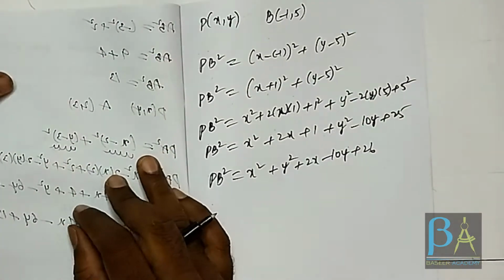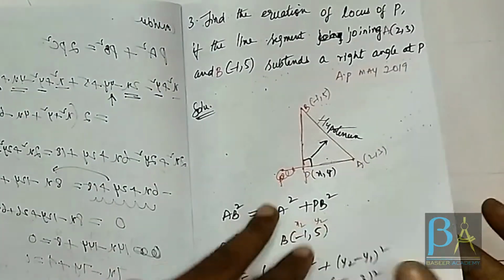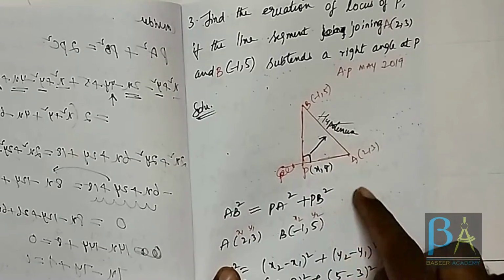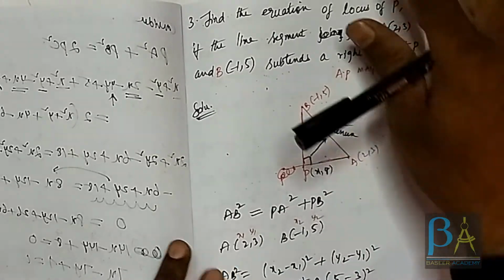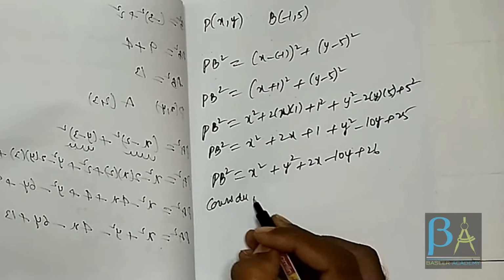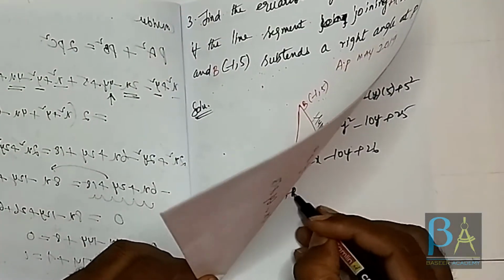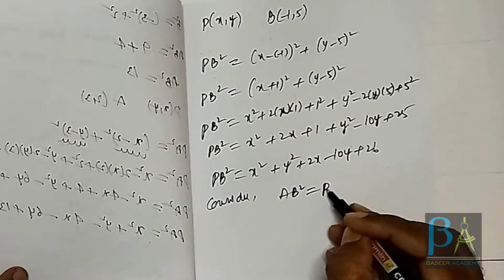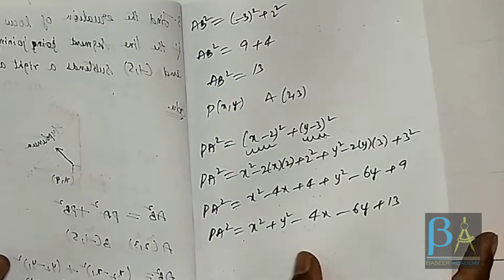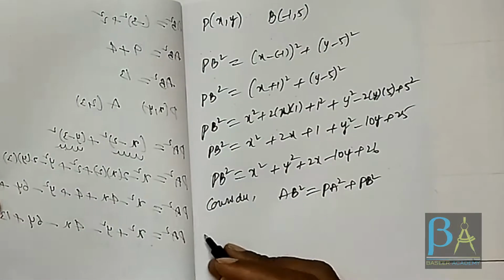Now that we found all three values, PA square, AB square, and PB square, let us substitute them in this condition here. So let us consider the condition AB square is equal to PA square plus PB square. In place of AB square, let me write its value, which is 13.